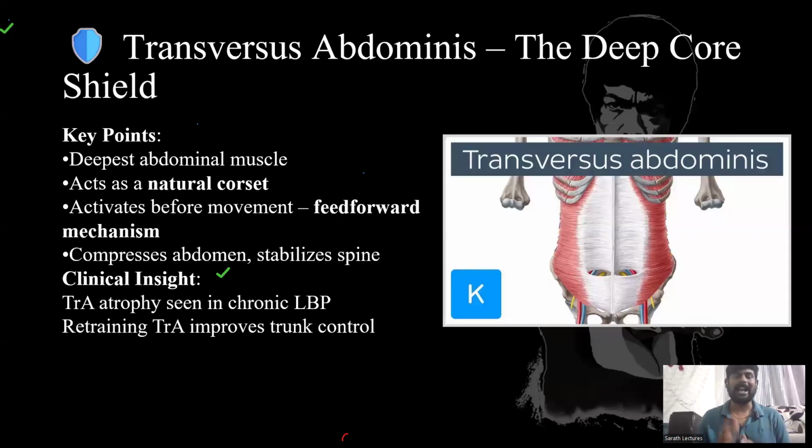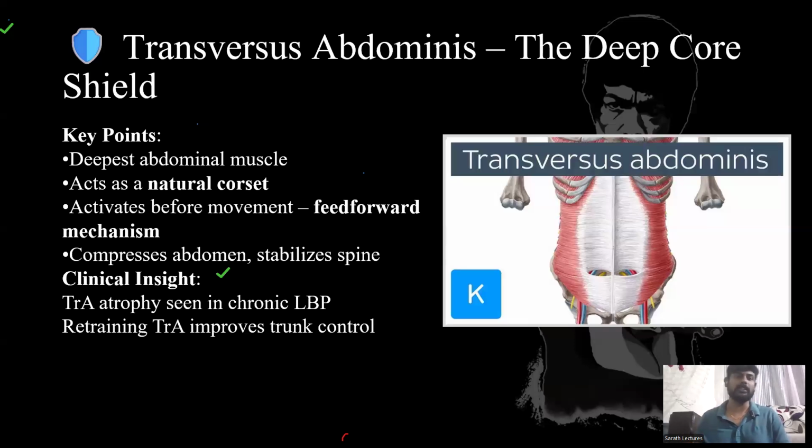Whenever you do any action in the trunk, any forward bend, twisting activity, or side to side bending activity, before doing that activity, the transverse abdominis muscle will get activated and stabilize the spine. So that is called the feed forward mechanism. It compresses the abdomen, thereby it stabilizes the spine. I will let you know how it stabilizes the spine.